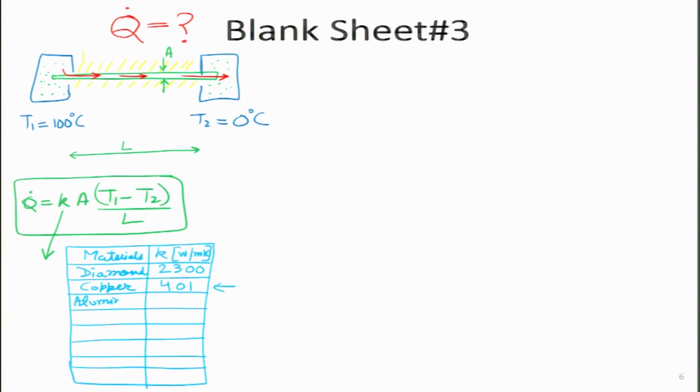The next one is aluminum, and this is about 237. Then there is iron. So, I am just giving some specific materials. Then we have water, wood, rubber, and then finally air. This one I am trying to write over here, air, and air has very low value, 0.026.